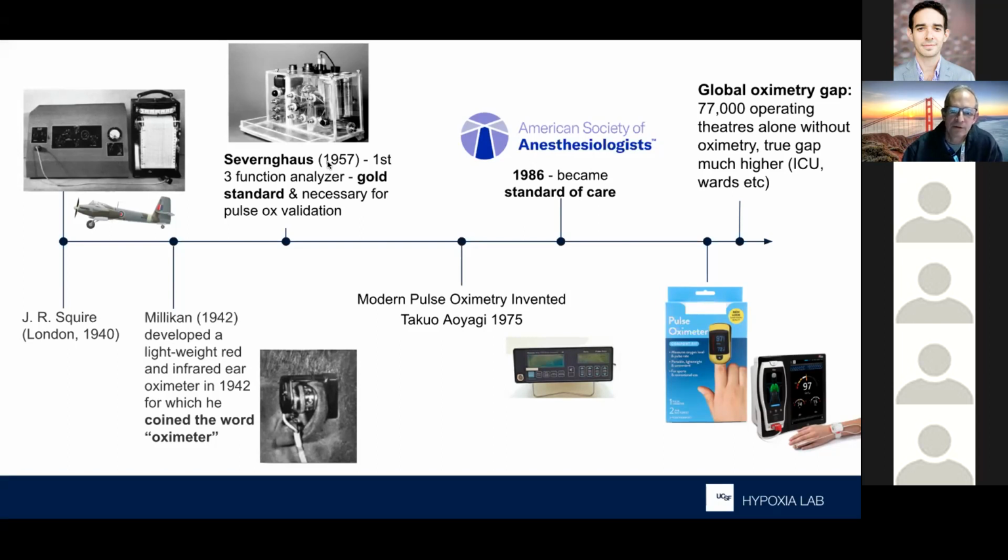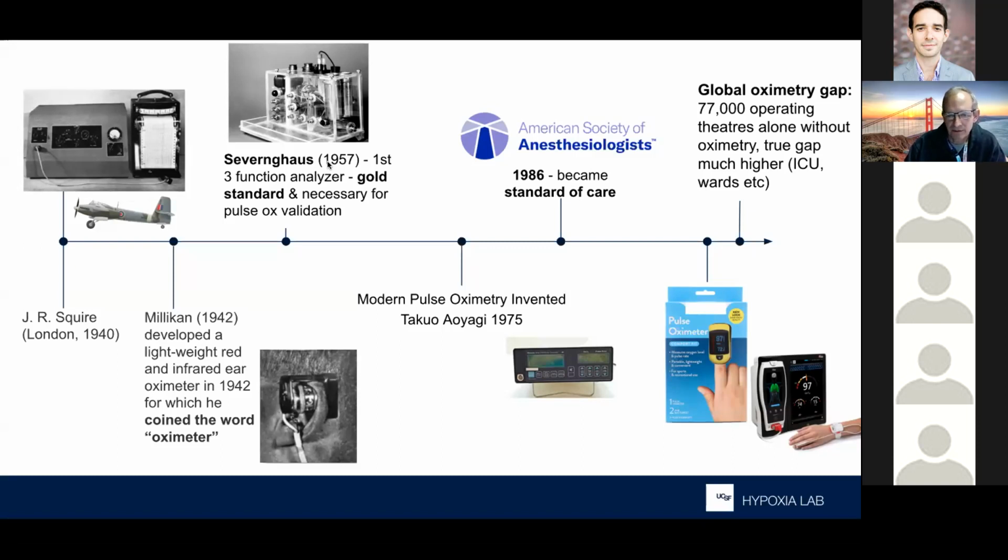A transformative event occurred in the late 1950s with our mentor John Severinghaus's development of the world's first blood gas analyzer, where he combined an oxygen electrode to measure PO2, a CO2 electrode, as well as a pH meter.